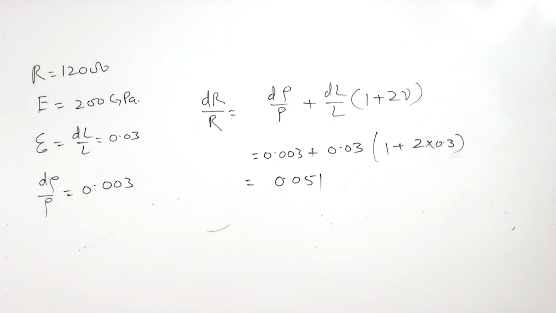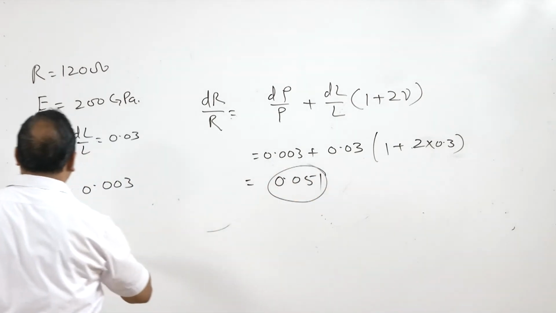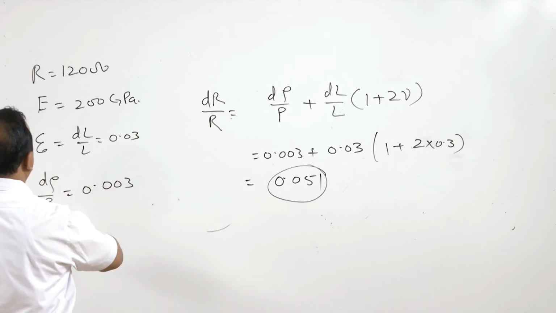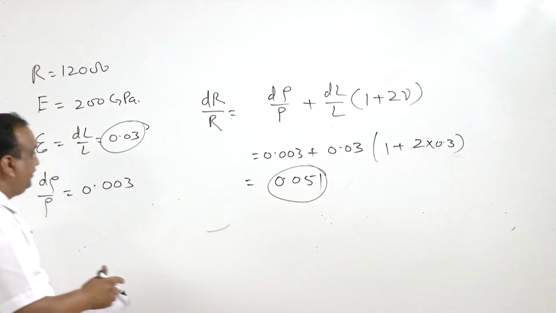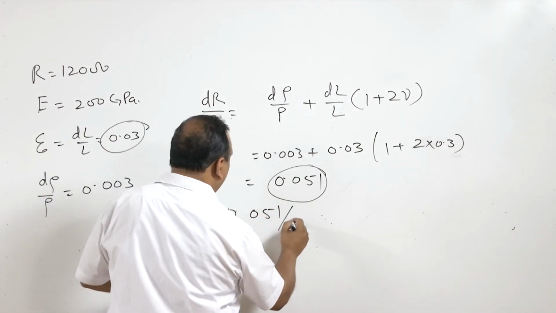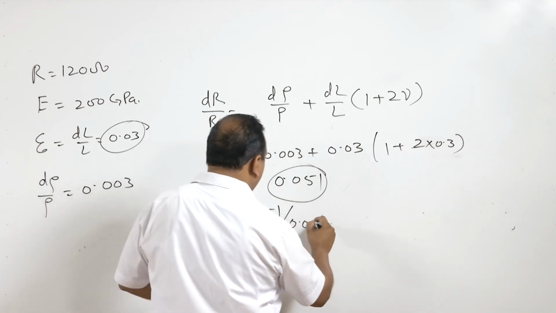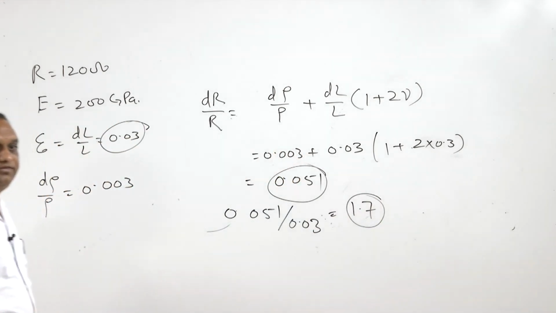Now, for the gauge factor, we will divide this dr by r by the strain, that is dl by L. So when we divide this dr by r, 0.051, by 0.03, we get 1.7. So the gauge factor for this strain gauge is 1.7.